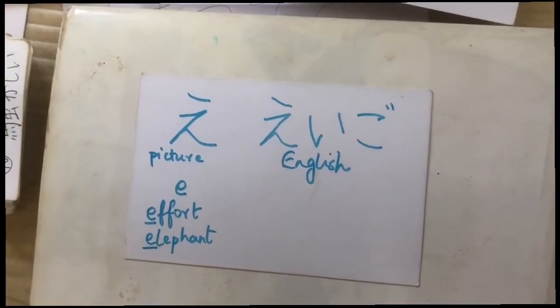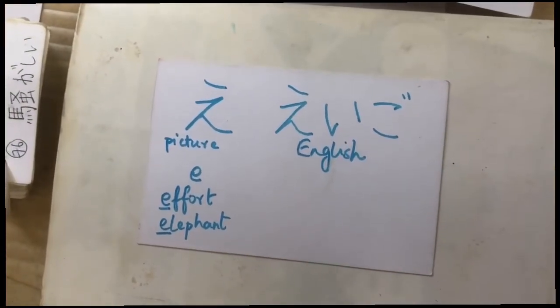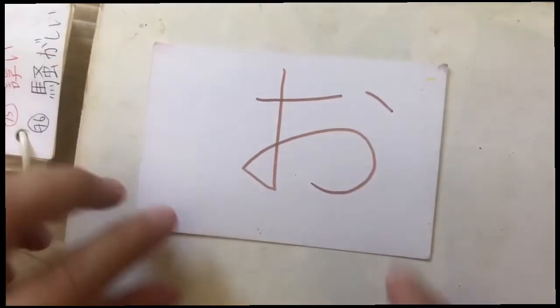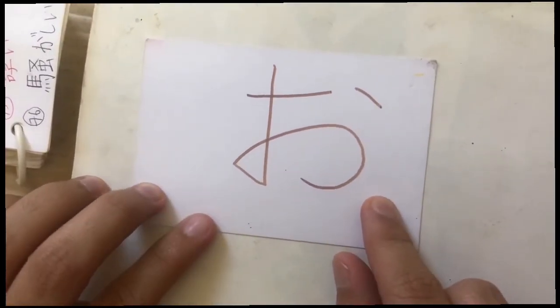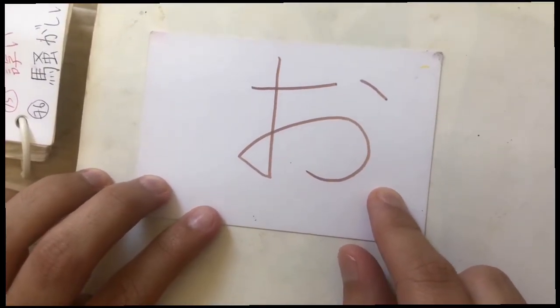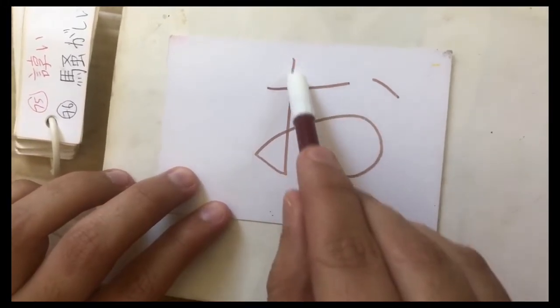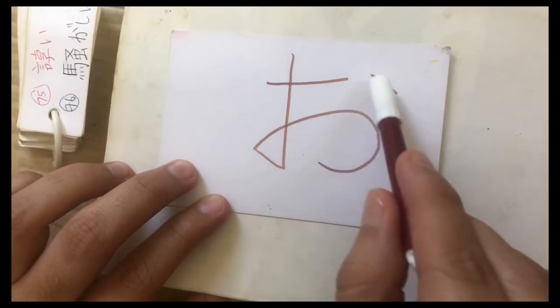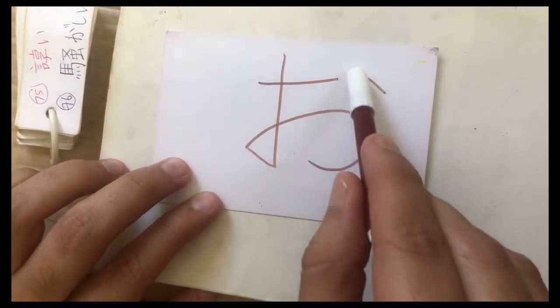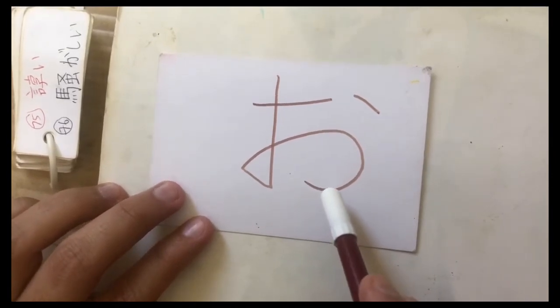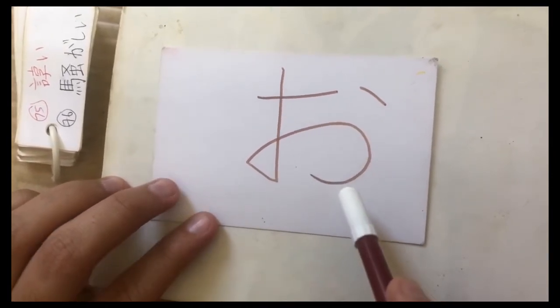So next, let's go to the character O, the fifth vowel sound. Let me review the stroke order. 1, 2, 3. The second stroke here, as you all know, is the harau, which means to sweep.